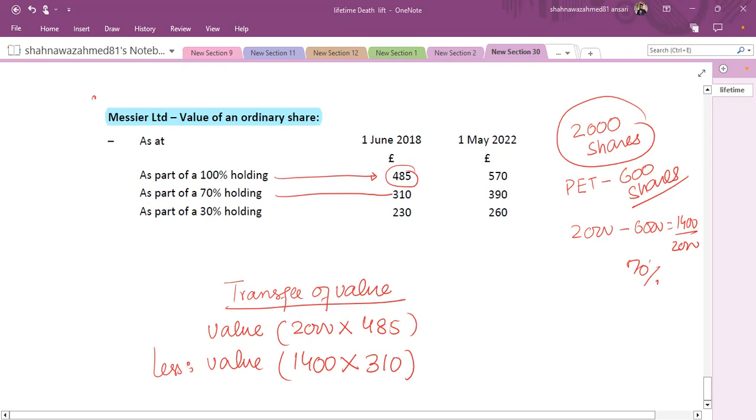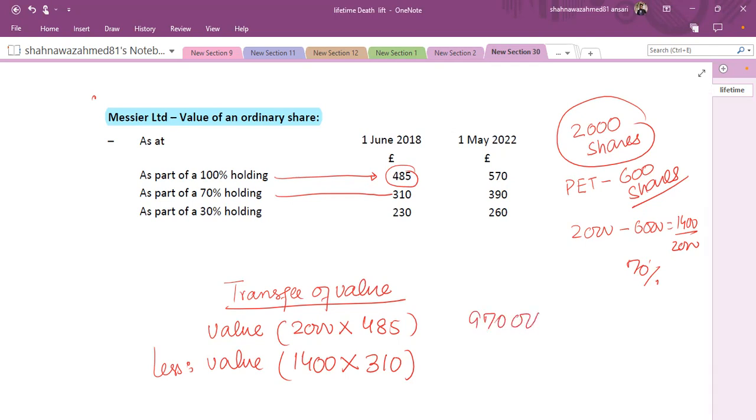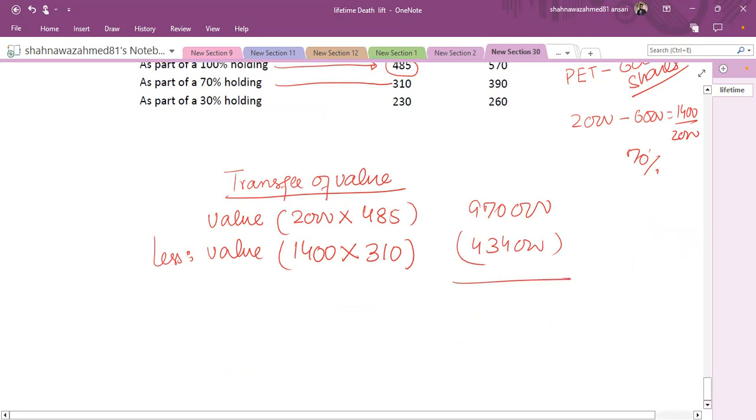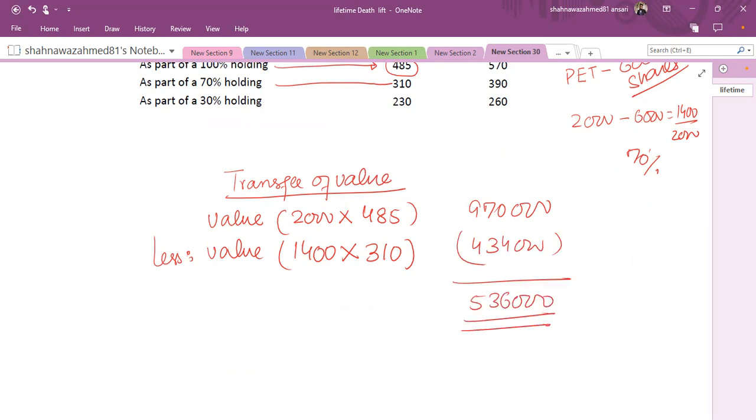Now, what is the value? 2,000 multiplied by 485. The value before transfer was 970,000. The value after transfer is 434,000. So the difference is called the transfer of value. So this transfer of value is 536,000. This is the transfer of value.